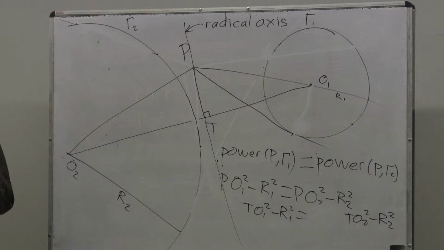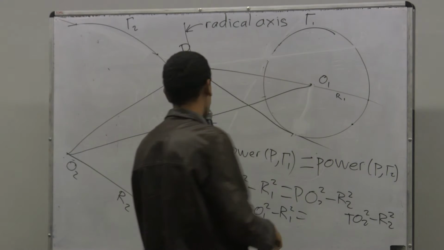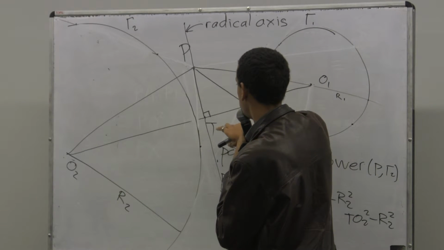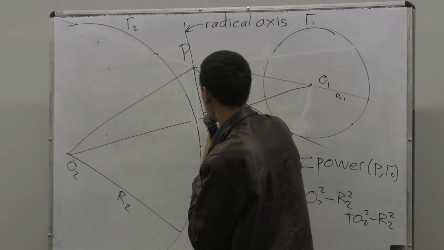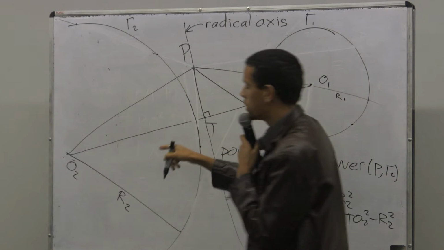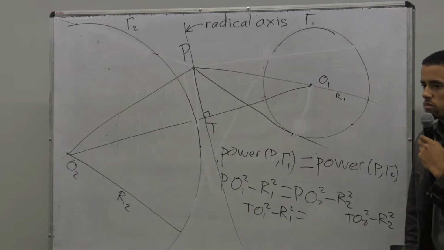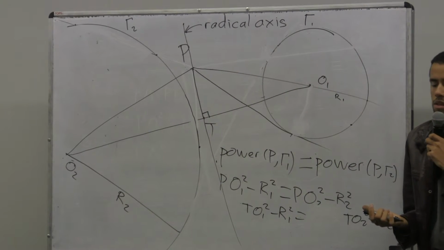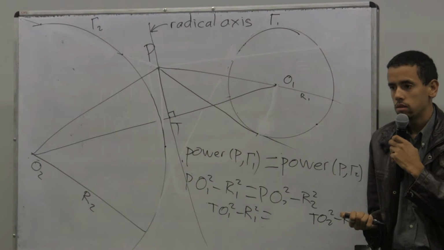Cool. Now, all you basically need to know in order to draw the radical axis is where this point T is. Now it's somewhere on this line between O1 and O2. Can we somehow calculate where it is?